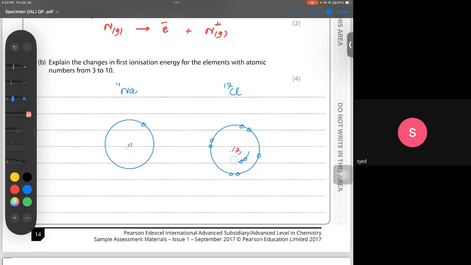So I'm not supposed to consider those. I would only be looking at the one that is different. So 11 protons versus one electron, 17 protons versus 7 electrons. Of course, it would have stronger attraction. That's why I am saying nuclear attraction increases.